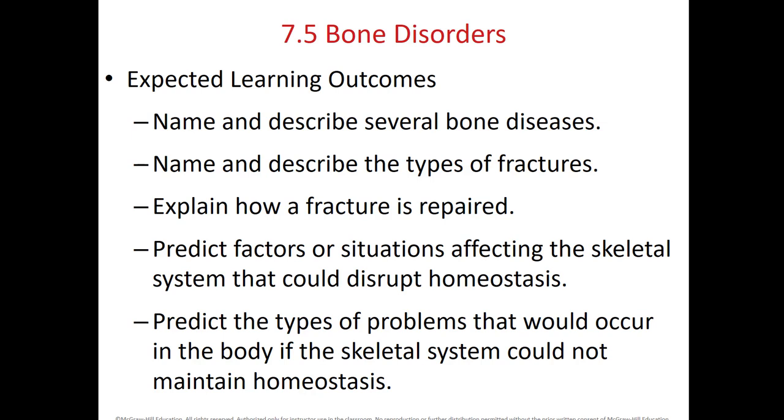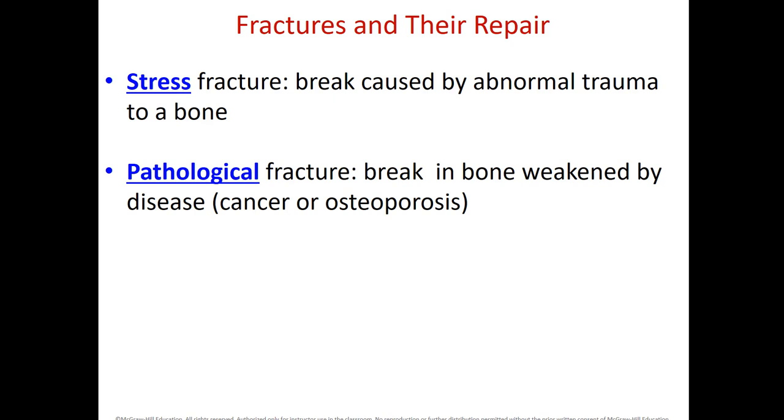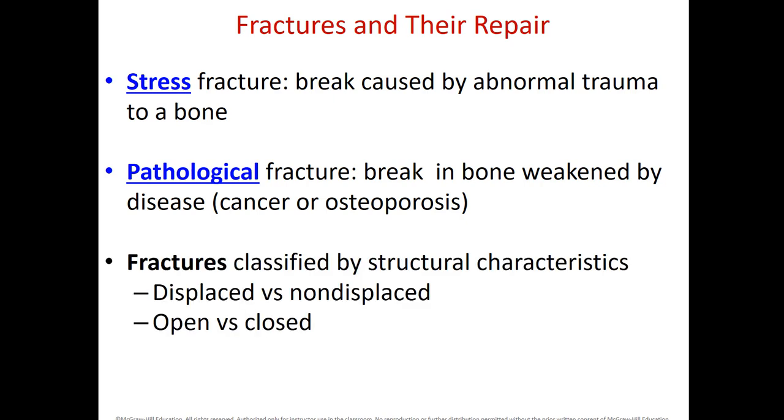This is the last video over Chapter 7. We're going to be looking at bone disorders. A stress fracture is a break caused by abnormal trauma, like for instance being in a car accident. A pathological fracture is a break in the bone that's been weakened by disease, such as cancer or osteoporosis.